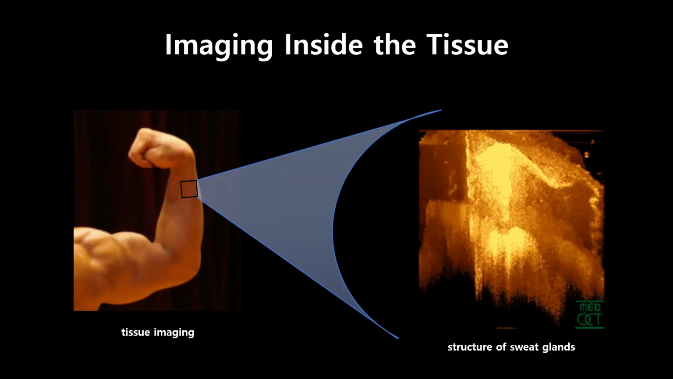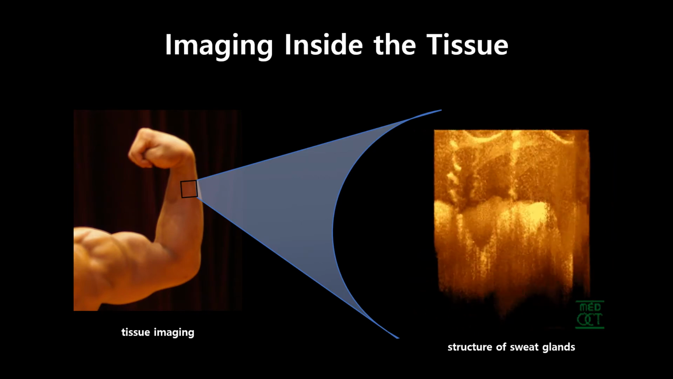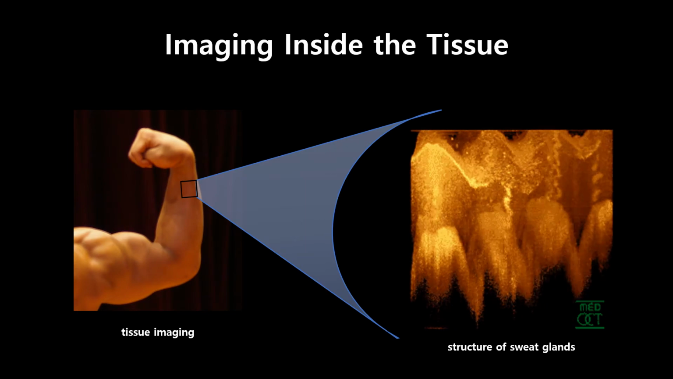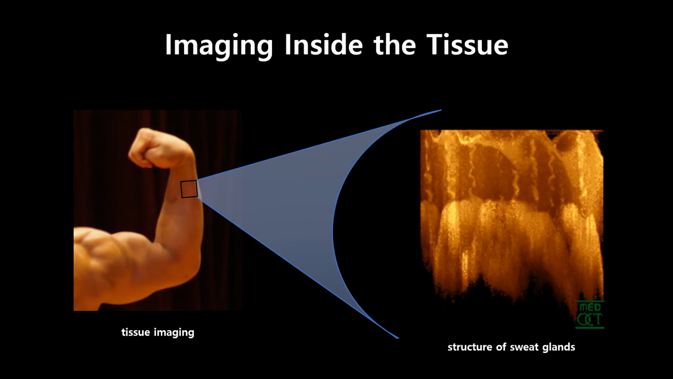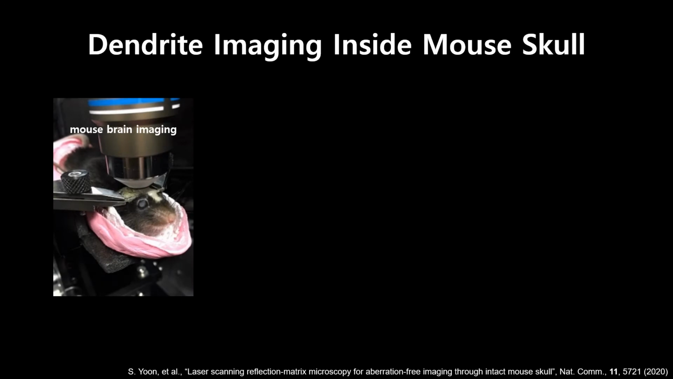Imaging the inside of living tissue with a microscope, such as skin, is similar. The skin tissue is very turbid and is densely composed of various substances. Therefore, the deeper the light propagates into the skin tissue, the more severe the aberration and scattering becomes. So, can a conventional microscope image living tissue through the skull of a mouse?